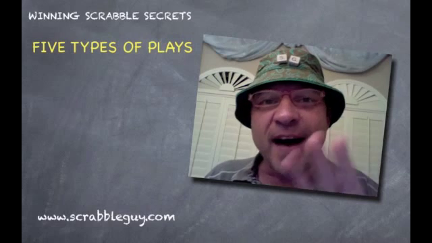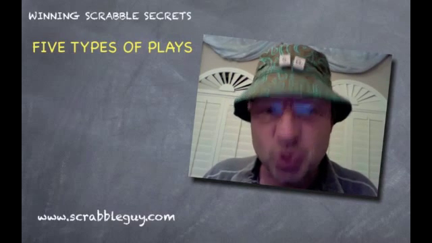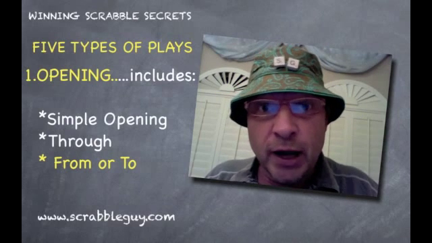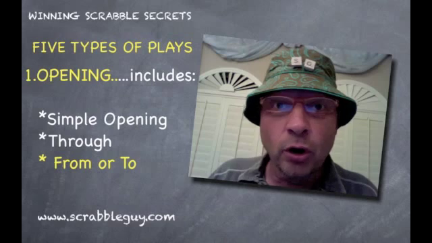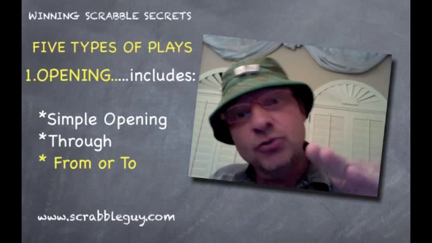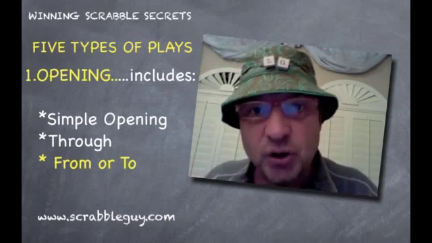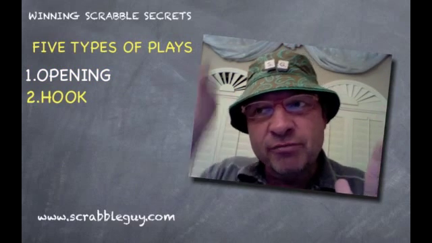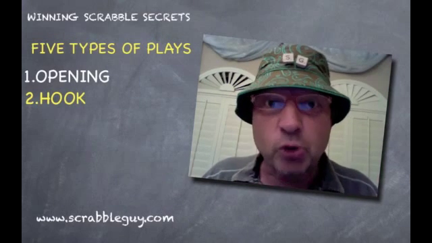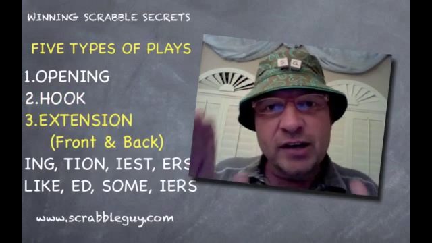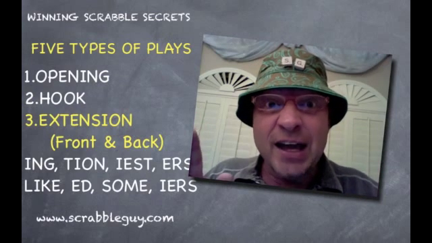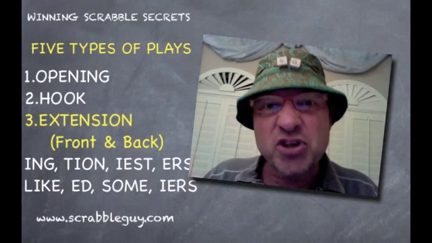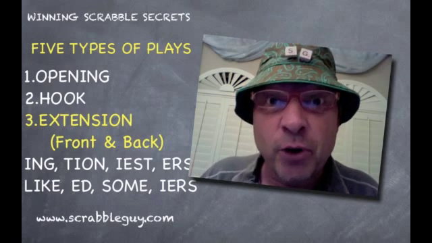Alright, we're going to look at the 5 ways that you can make a play in Scrabble. Number 1, the opening play. Simple opening, also a through play where you play through an existing word, or a to or from where you play to an existing word or from an existing word. Number 2 is the hook play where you have an existing word and you can front hook it or back hook it. Number 3, the extension, where you take an existing word and add, for example, an ing to the back or add an re in front of it. Sometimes you can actually do both at the same time, a double extension. That's very, very cool. You'll enjoy that.